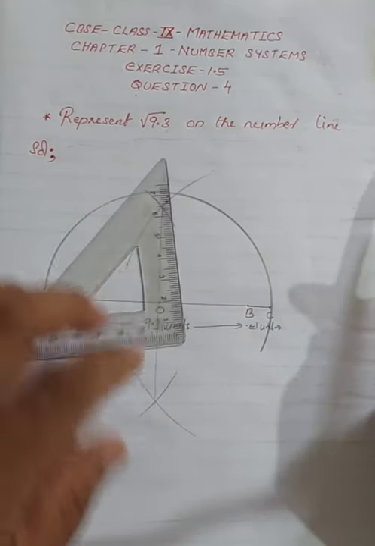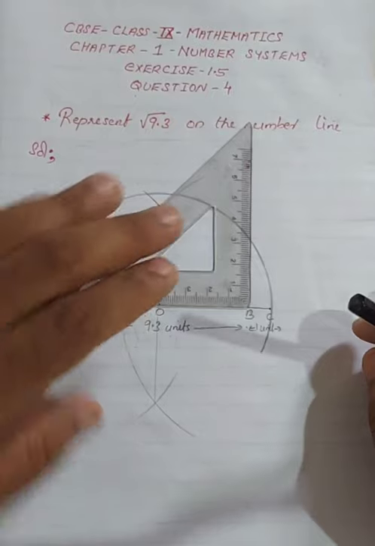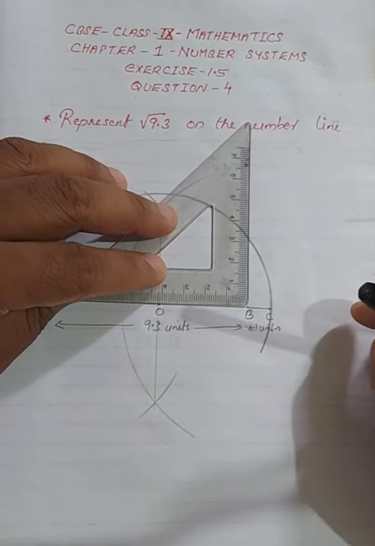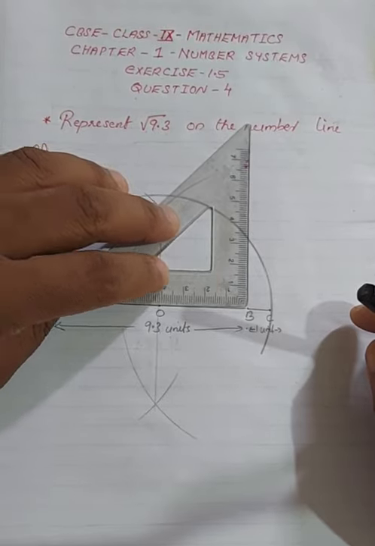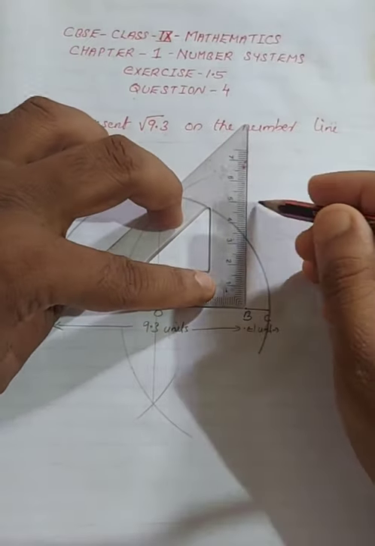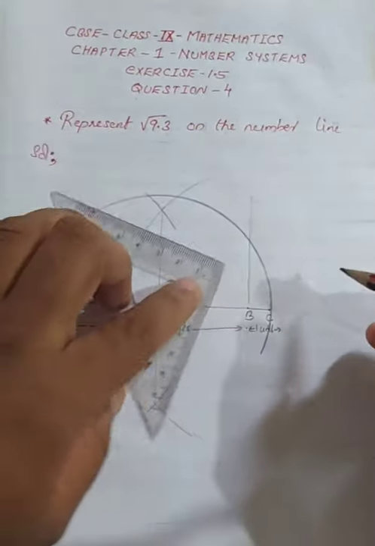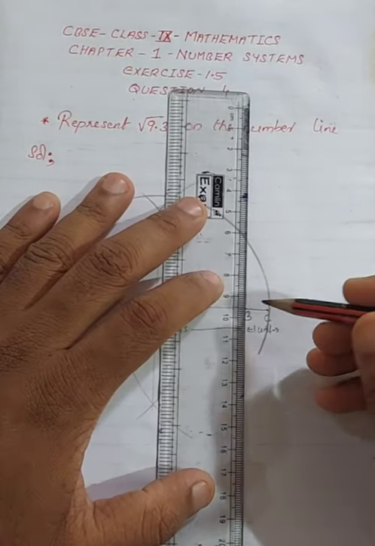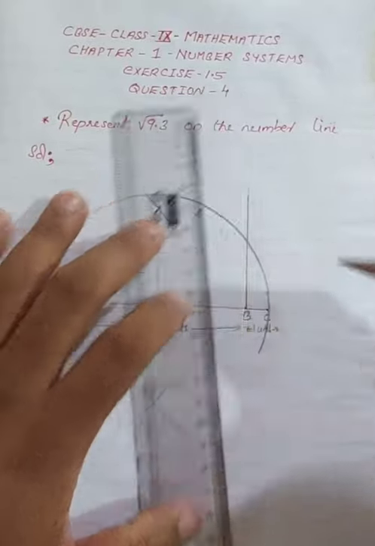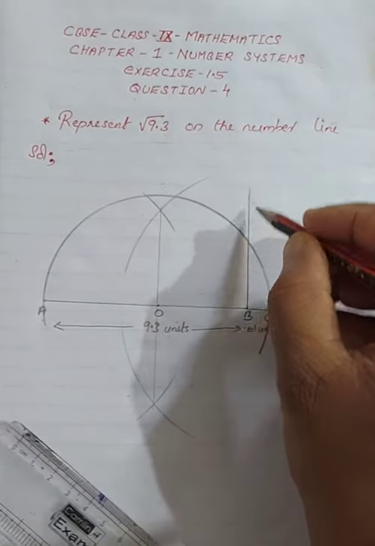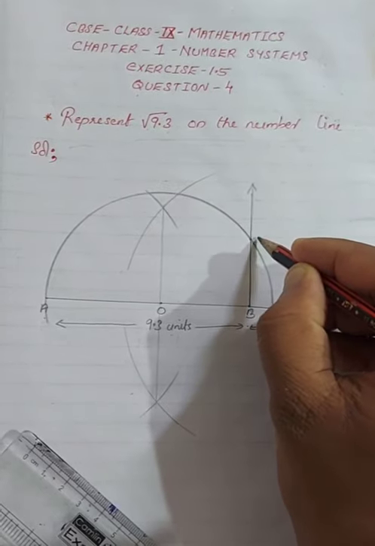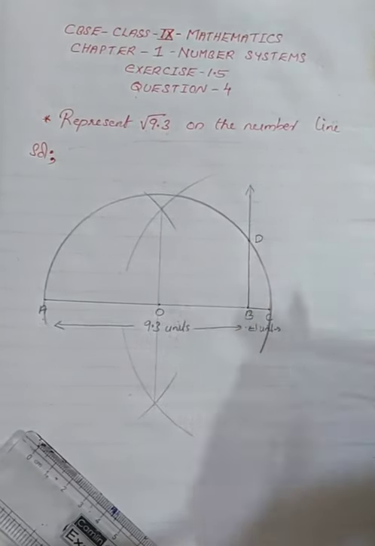We can use a protractor, set square, or compass also to draw it. Here I am using a set square, so that we will get a 90 degree perpendicular. This is a perpendicular, so we can draw a perpendicular. Then this perpendicular will meet at a point on the half circle. That point you can take as D.